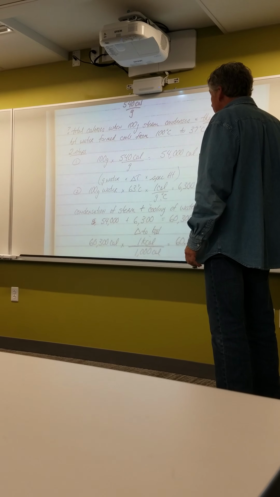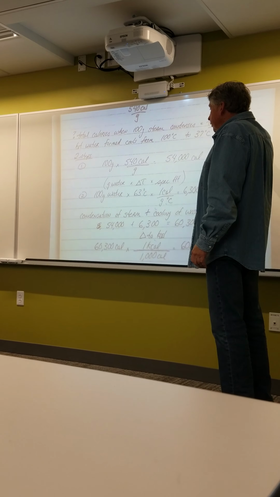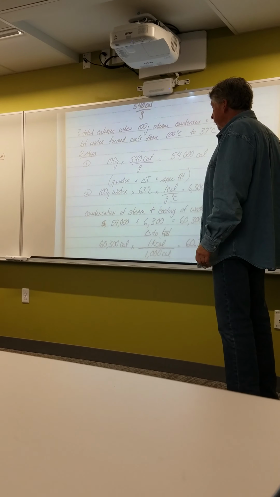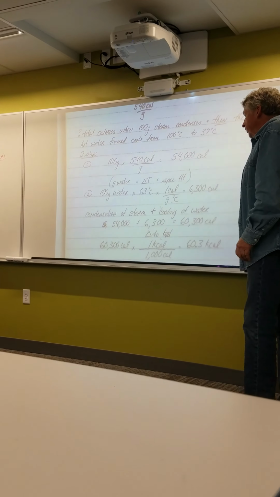So there's one part. You got to condense the steam. And "and then" means two steps. We've got that part. Put it off to the side. Do not take this number and roll it into the next calculation. Just put it to the side.